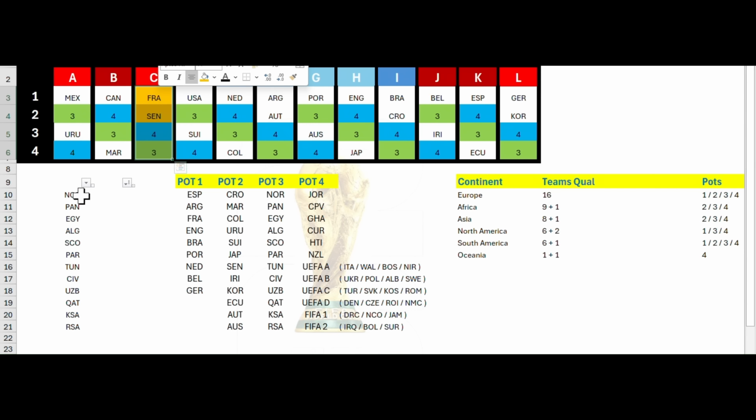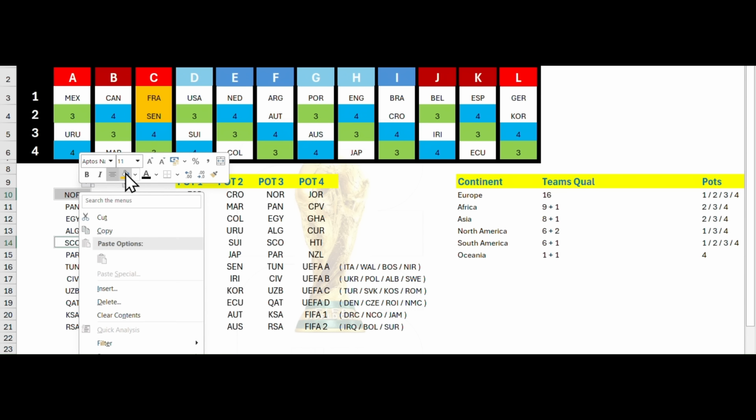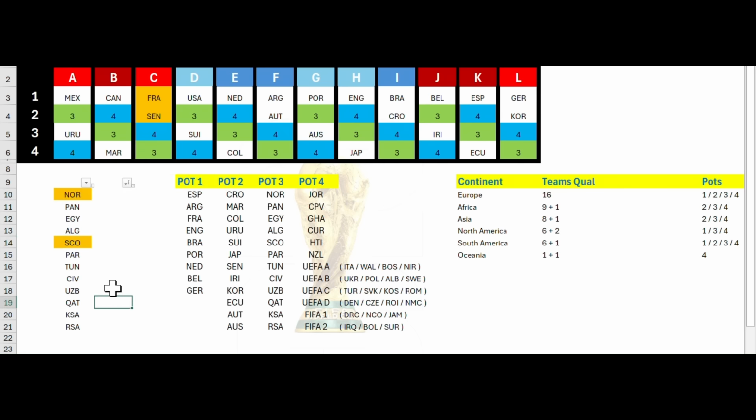And there's 2 European sides in this pot that could potentially go into that group to complete that scenario. That is Norway and Scotland. We'll highlight them the same color. Let's do the same thing now.